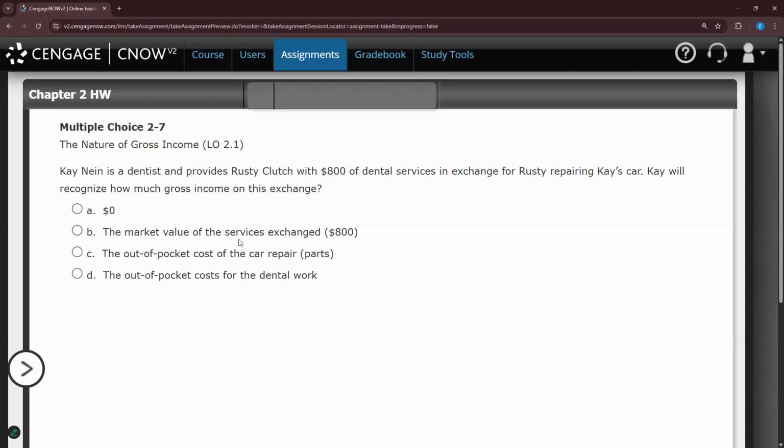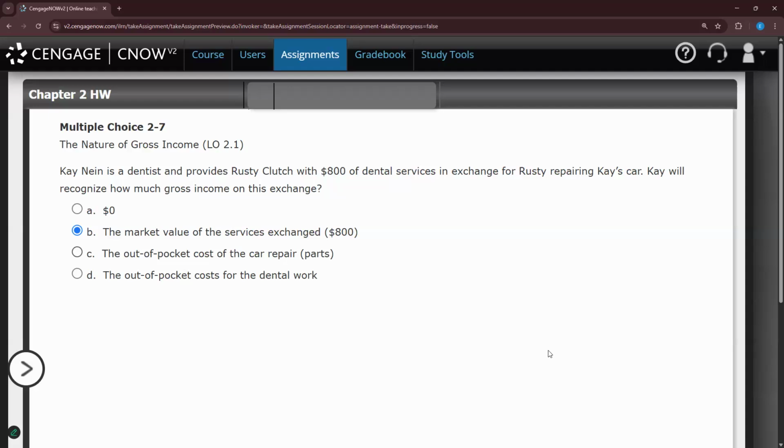B states the market value of the services exchanged. It seems like the correct answer because this is basically bartering. C states the out-of-pocket cost of the car repair parts. And then D states the out-of-pocket cost for the dental work. No. So barter income is considered gross income at the fair market value of the exchange. So therefore, in situations like this, Uncle Sam says, hey, you're going to need to report it.